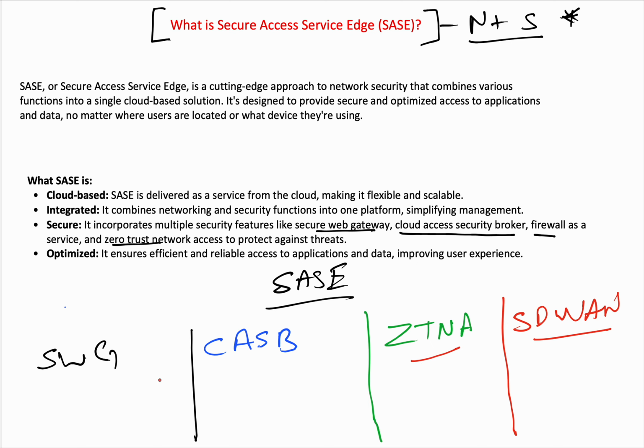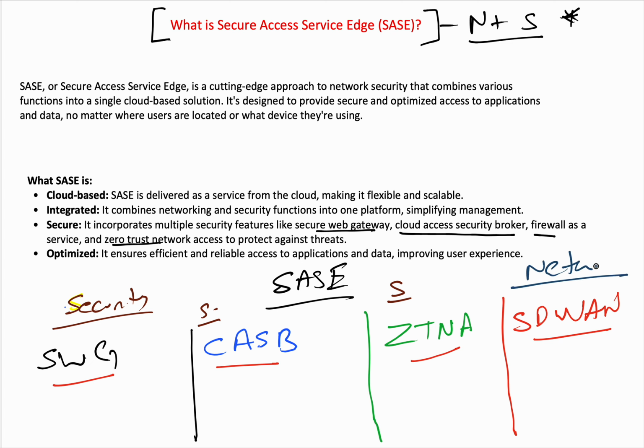Okay. So now, what did we say? It's network plus security. So the first three parts, if you look at it closely: secure web gateway, security. CASB, security. ZTNA, zero trust network access, security. So only the network part here comes out to which component? The SD-WAN component. So this is the only network part.